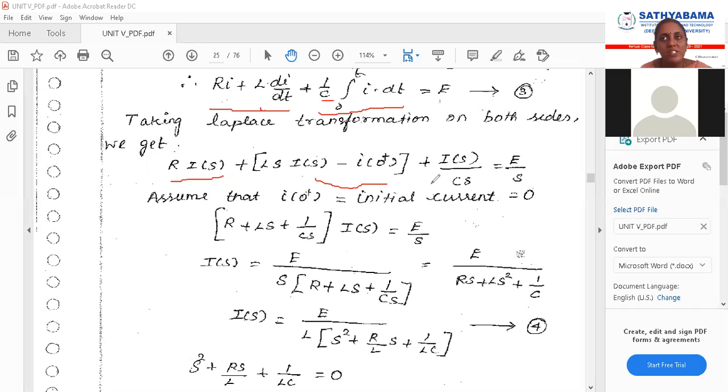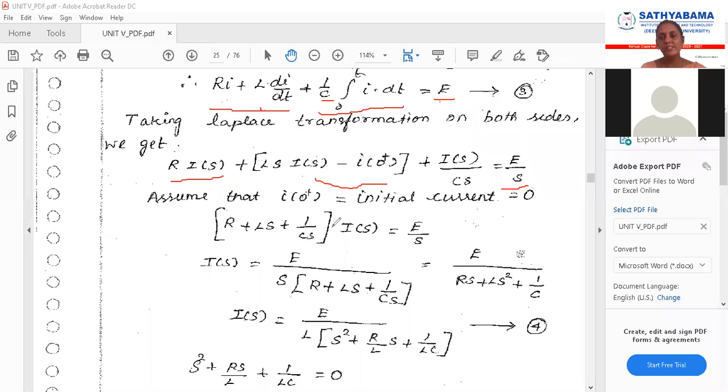Please go through the equation along with me, otherwise you will not understand. It will look similar, but it will confuse you. This is equal to the voltage. Voltage is E here, so this is going to be a constant. Taking the Laplace transform of a constant, that will be E by s. Now assume that I of 0 plus is going to be 0. We are assuming I of 0 plus is equal to 0 just for simplification.